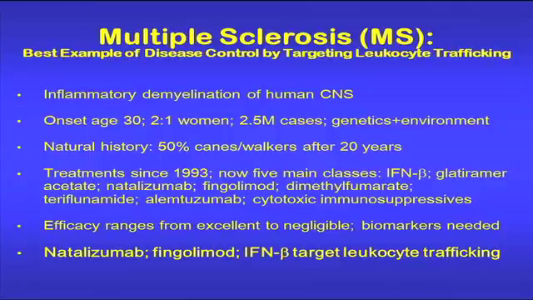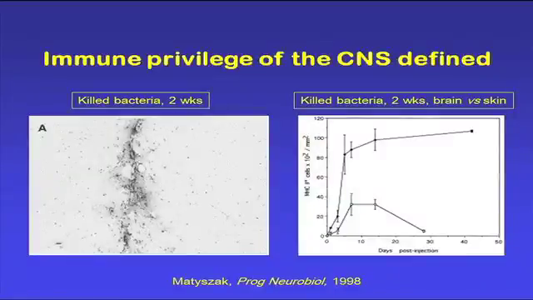Getting back to leukocyte trafficking, three of these drug classes, natalizumab, fingolimod, and interferon beta, target leukocyte trafficking. In order to understand the role of leukocyte trafficking specifically in a disease of the central nervous system, we have to take a step back and consider the old concept. This concept is over 80 years old, of immune privilege of the central nervous system. What do we mean by immune privilege of the central nervous system?